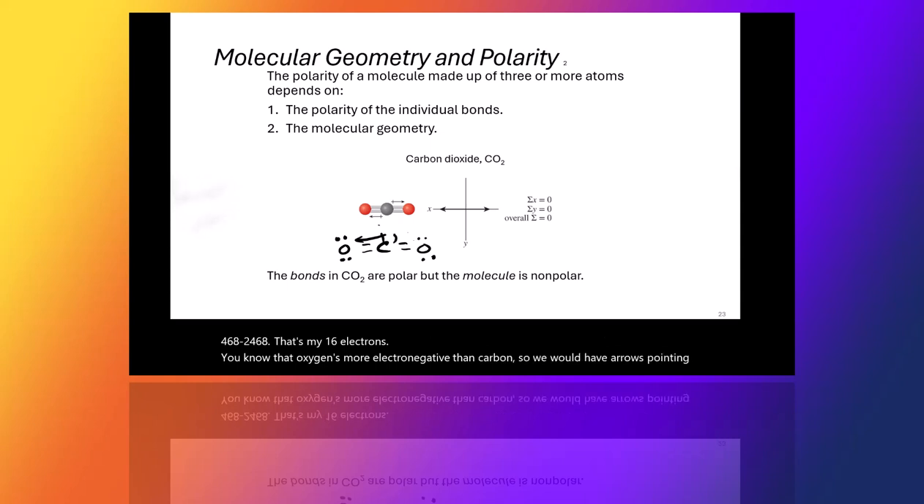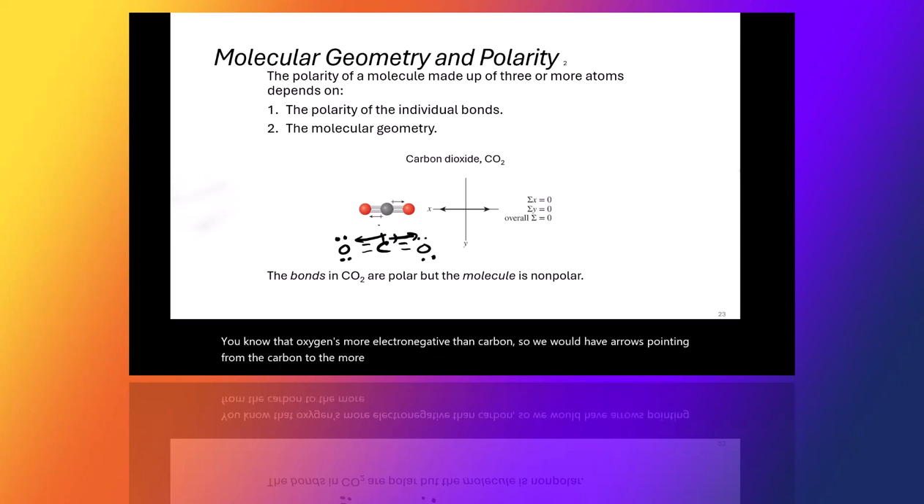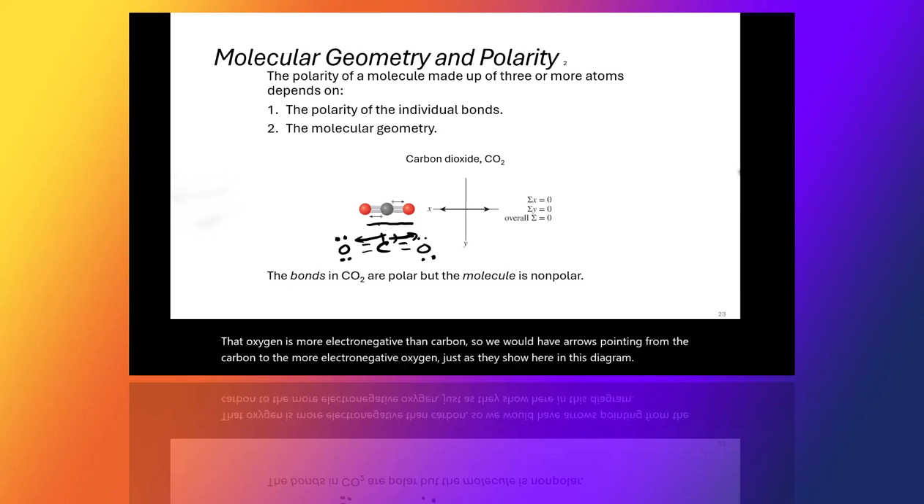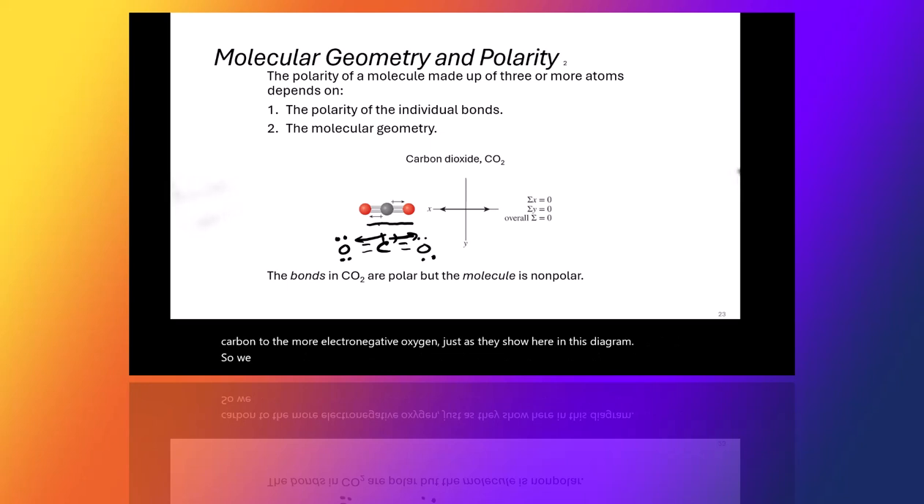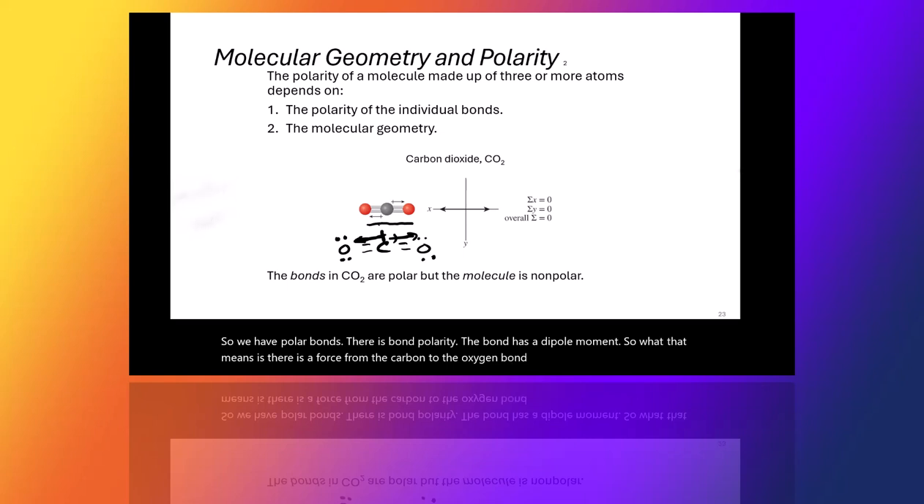You know that oxygen is more electronegative than carbon, so we would have arrows pointing from the carbon to the more electronegative oxygen, just as they show here in this diagram. So we have polar bonds. There is bond polarity. The bond has a dipole moment. So what that means is there is a force from the carbon to the oxygen bond, and that has a dipole moment. There's a force moving towards this oxygen. There's a force moving towards that oxygen.